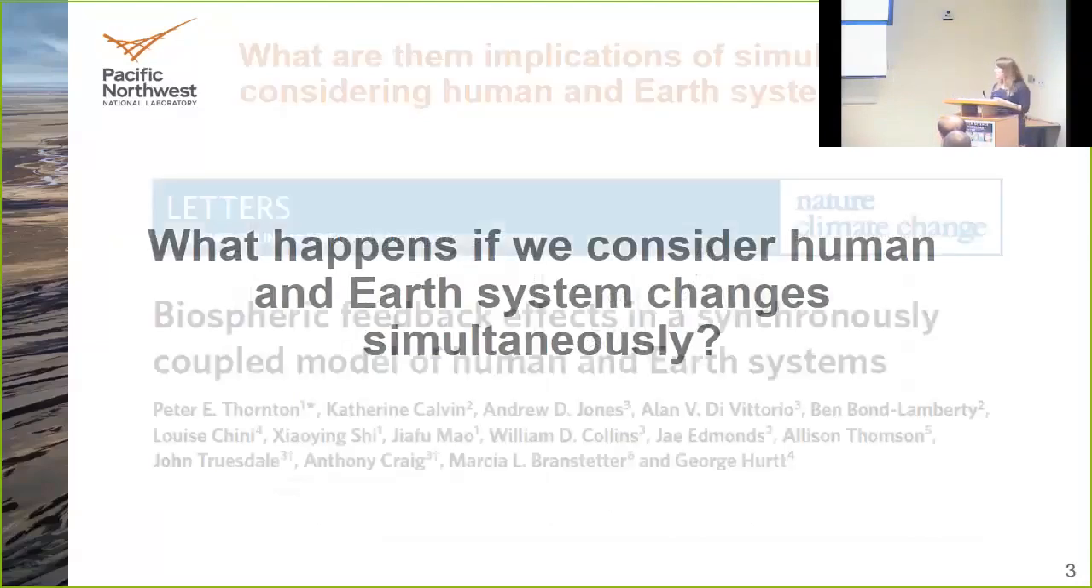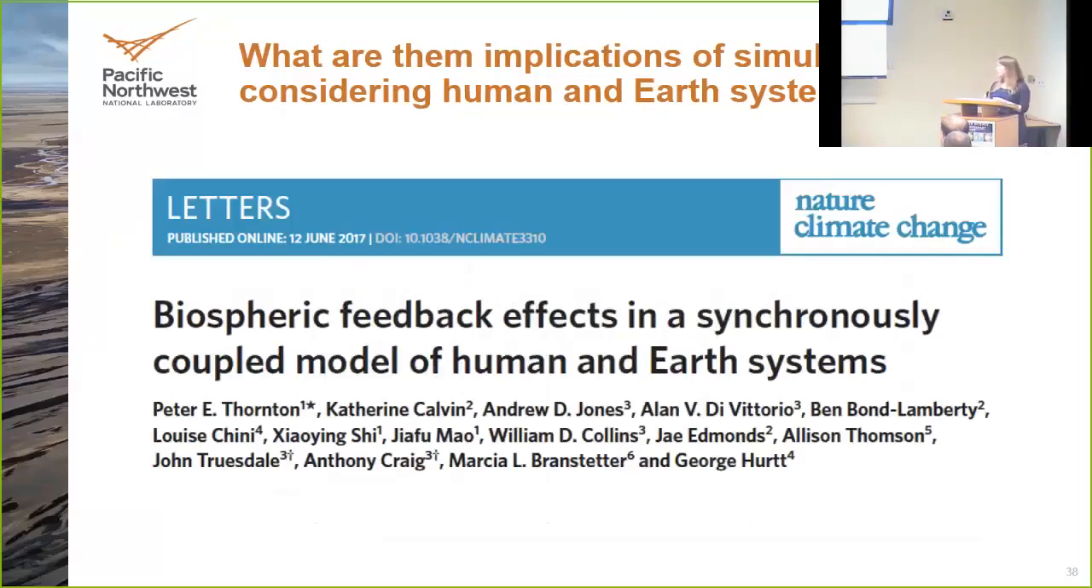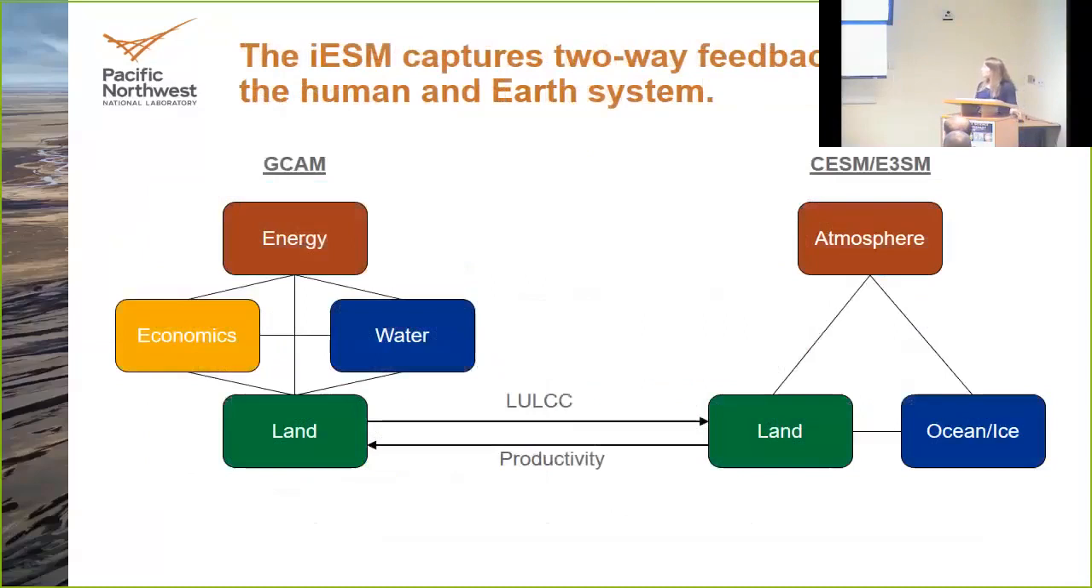And this is from a paper that came out about a year ago with a bunch of colleagues at Oak Ridge and Lawrence Berkeley National Lab. And here what we've done is we've swapped out the simple climate model that we used in the first two studies, and now we're going to use an Earth system model. We're going to use the Community Earth System Model that's developed at NCAR, and we're going to couple that to GCAM in code.